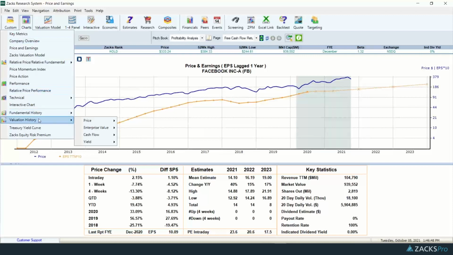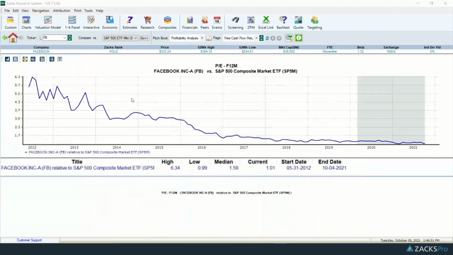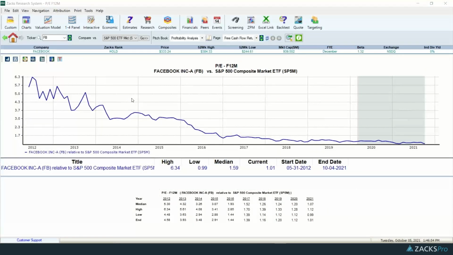But what I wanted to show everyone is, if you look at the valuation history, just look at PEF 12M. Right now I've got this relative to the S&P 500, but Facebook has never been this cheap relative to the S&P 500. And that's really not the important point here.